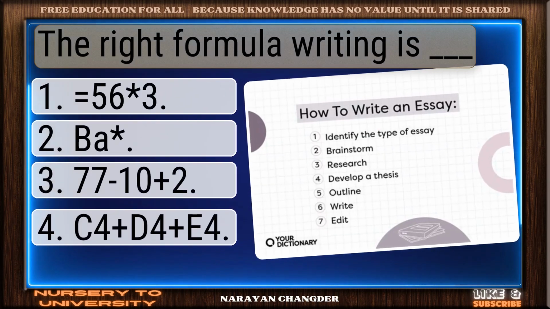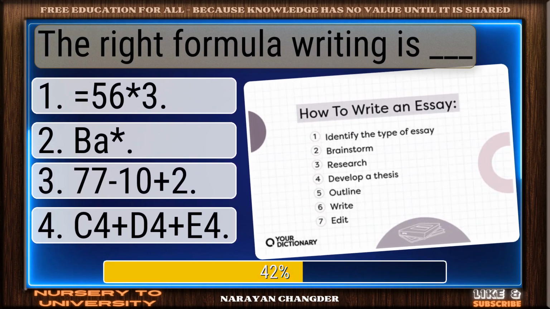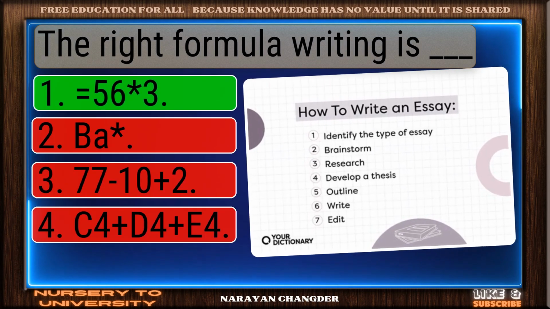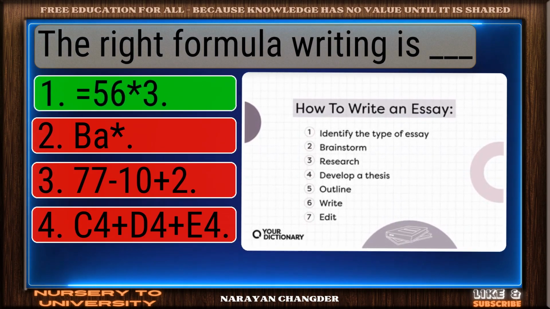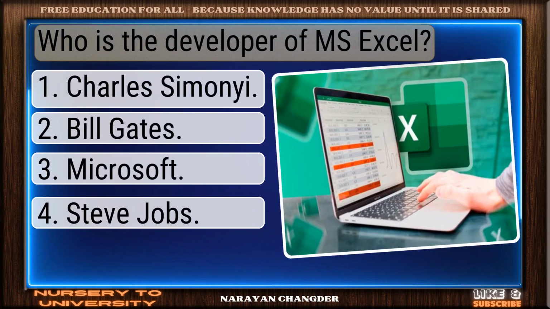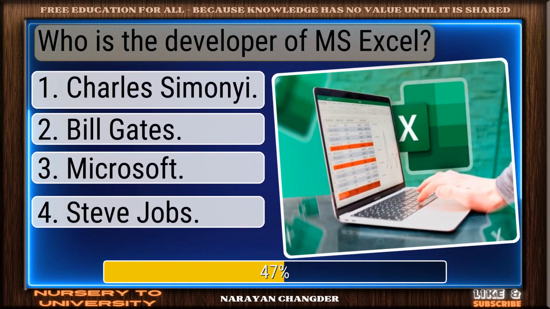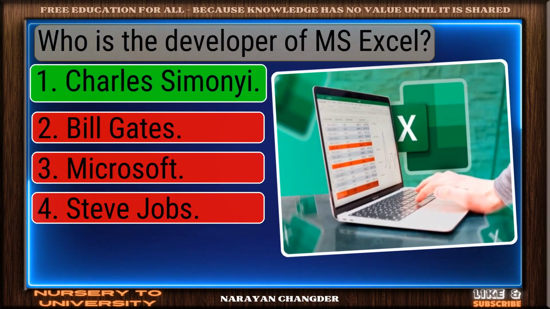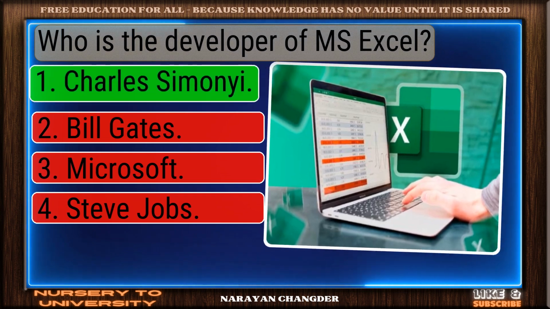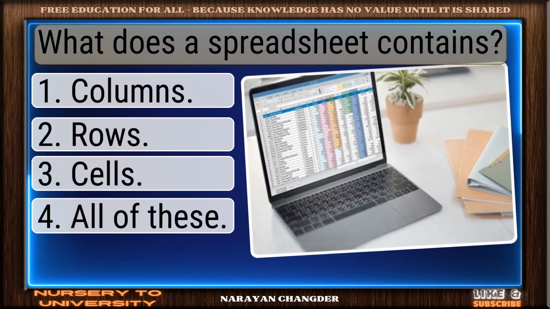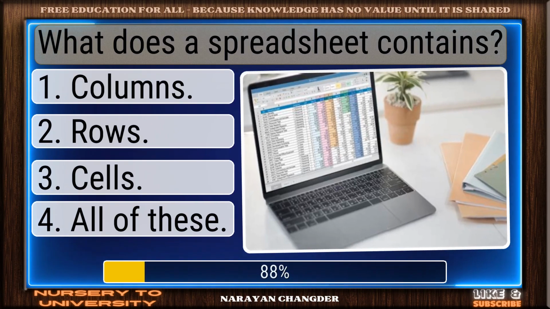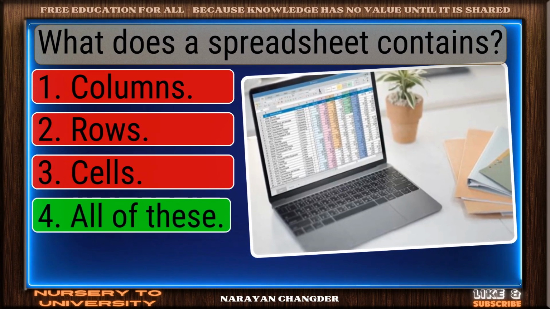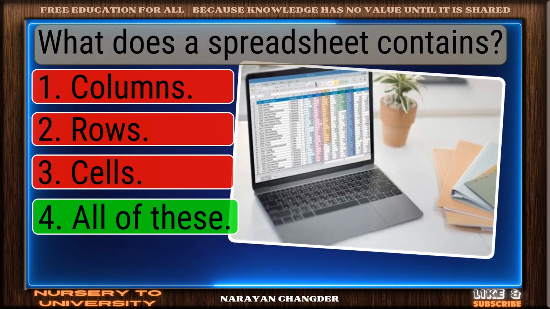The right formula writing is? You got it. Your choice equal to 5663 is right. Who is the developer of Ms Excel? Well picked. Charles Simonyi is the correct answer. What does a spreadsheet contain? Sharp thinking. All of these is the right choice.